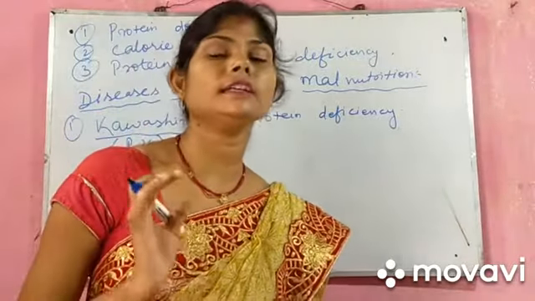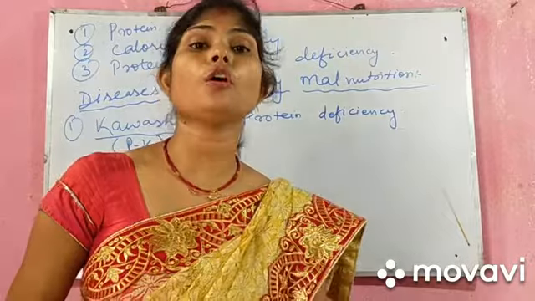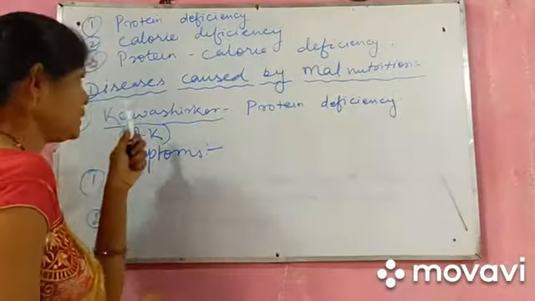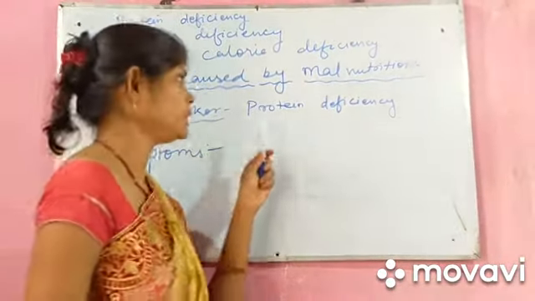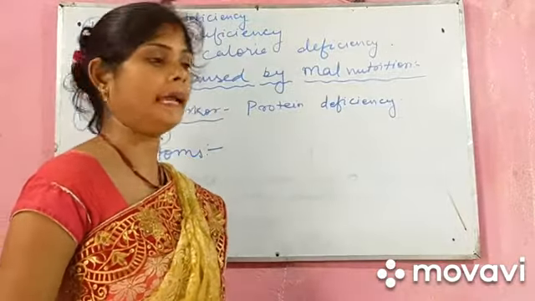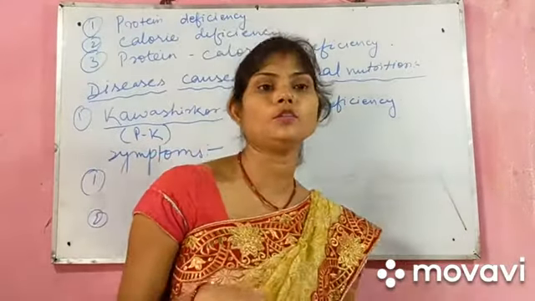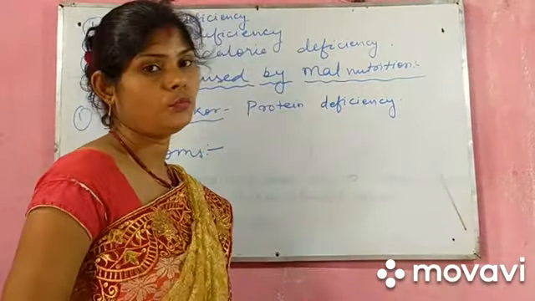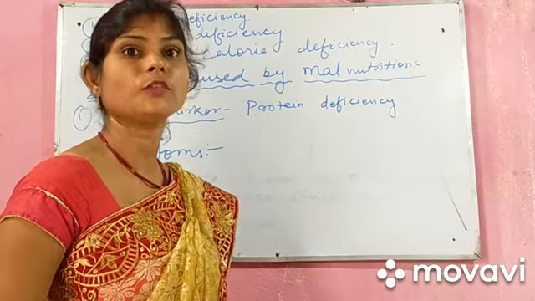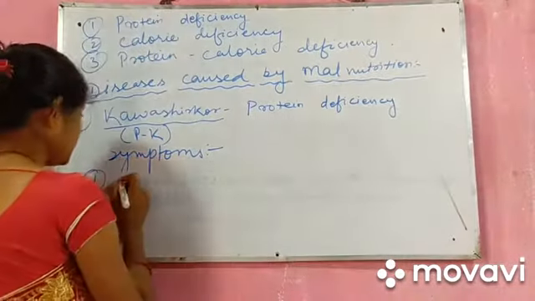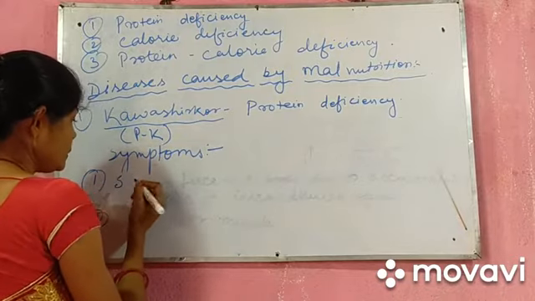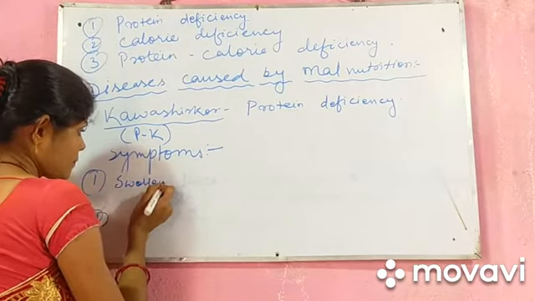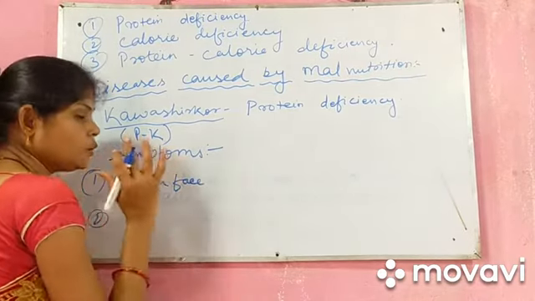So how will you know that a small baby is suffering from kwashiorkor? What are the symptoms here? As I said, kwashiorkor is a disease caused due to the deficiency of protein in our diet. When we are taking less protein, we suffer from kwashiorkor. Whenever we see this type of children, we will see some signs and symptoms. The symptoms are swollen face. Their face will look swollen.